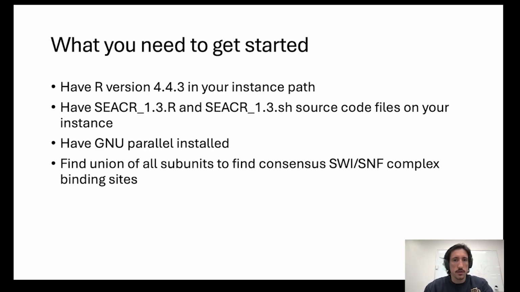And so before we jump into the code, I'm just going to walk through what you actually need to have installed on your instance to perform this analysis. So first, you need to have R version 4.4.3 on your instance path. You also have to have SEACR source code, which you can download from their associated GitHub page. And these need to be downloaded and put directly onto your instance, ideally the directory that you're going to be running this command in. You also need to have two programs, GNU Parallel, and another one called bedtools. This is going to help you find the union of all subunits to find consensus SWI/SNF complex binding sites. And you'll see more of what I'm talking about later when we go through that.